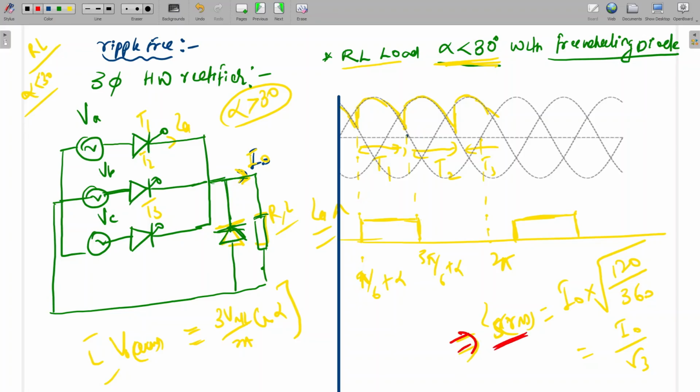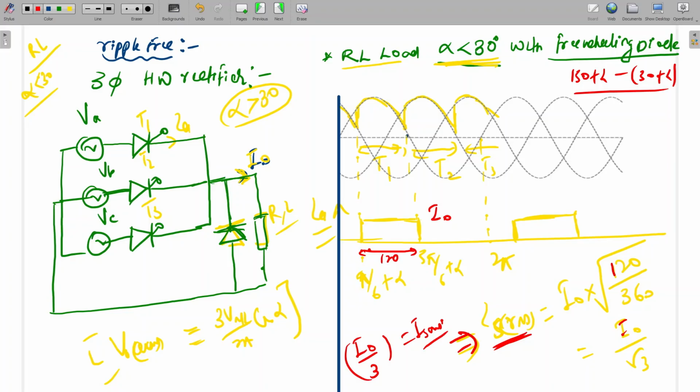Is it clear? Otherwise, I will explain again. See, total duration is 120 degrees. This is 150 plus alpha, this is 30 plus alpha. So 150 plus alpha minus 30 plus alpha, the duration is 120. What is the RMS? The magnitude into the conducting period divided by the total period. So it will be I naught by 3. If average current will be asked, then that will be I naught by 3. It will be IS average. Is it clear?